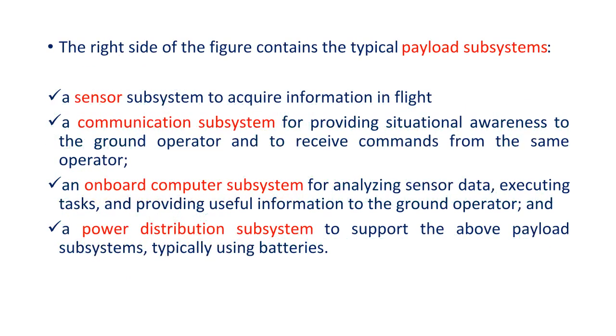The right side of the figure contains the typical payload subsystems: a sensor subsystem to acquire information in flight, a communication subsystem for providing situational awareness to the ground operator and to receive commands from the same operator, an onboard computer subsystem for analyzing sensor data, executing tasks, and providing useful information to the ground operator, and a power distribution subsystem to support the above payload subsystems, typically using batteries.